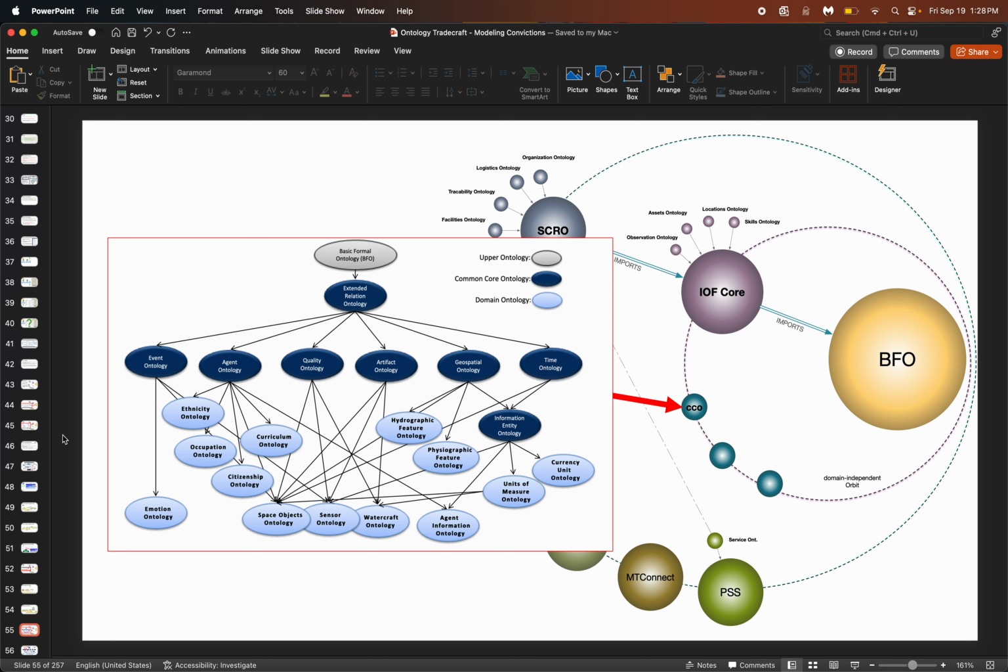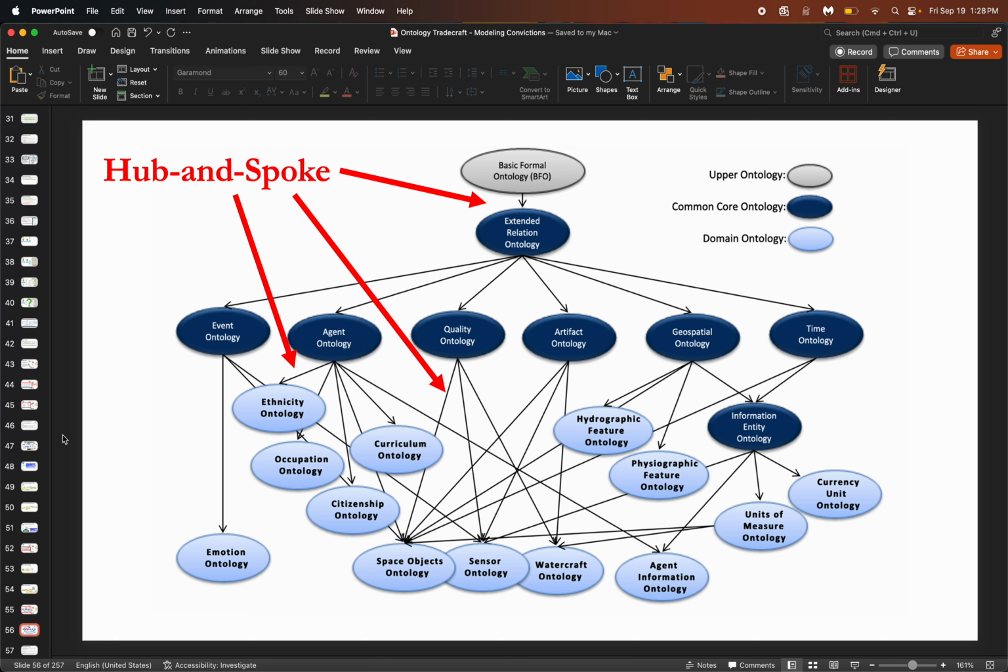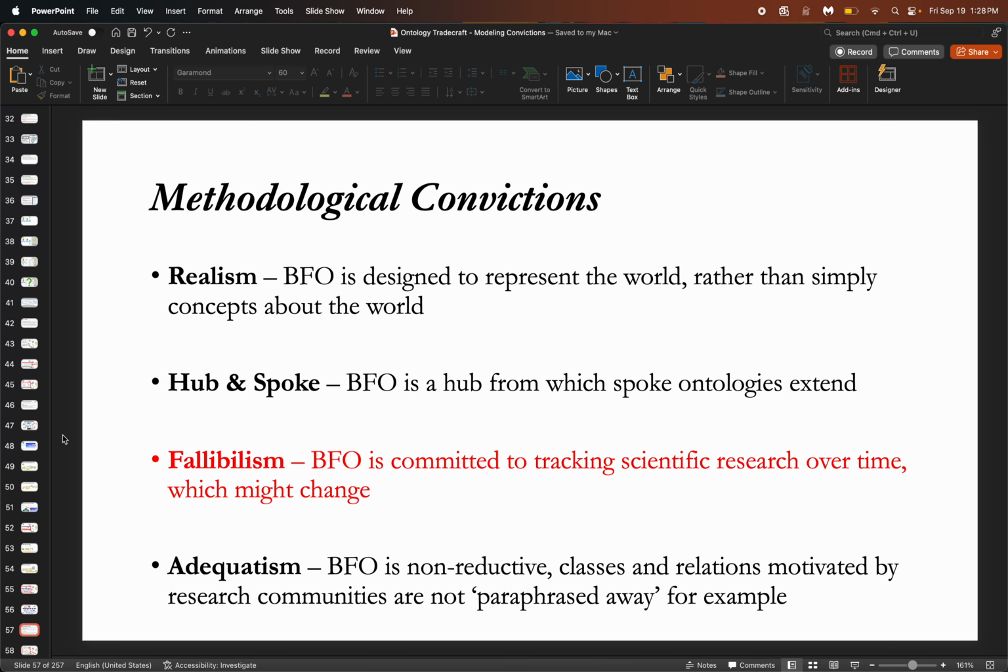There's, of course, as I mentioned, the common core ontologies. This is a somewhat high-level set of ontologies that sits below BFO as well. You can see the diagram, BFO at the top, and then there are sub-ontologies, sub-modules that sit below it, and then they have a bunch of domain stuff in that light blue. This is all hub and spoke. Again, in that hub and spoke strategy, different modularization of different extensions, like geospatial representations, time representations, as well as agent information or watercraft stuff as we get closer to the domain.